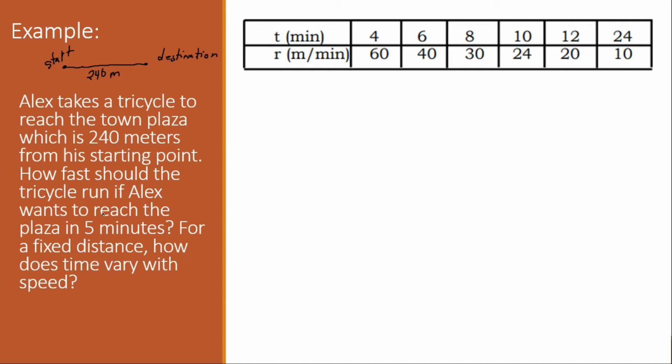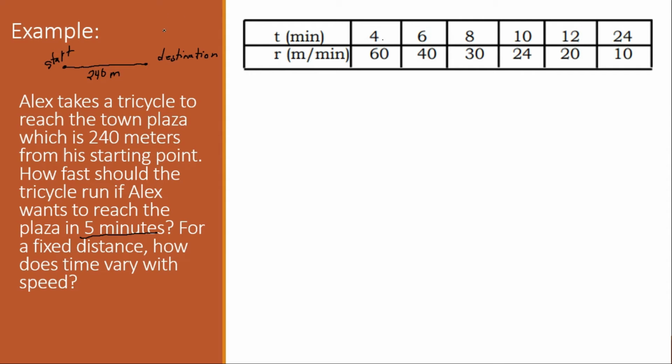So, kailangan nating malaman yung 5 minutes, no? Kasi dito, wala pang 5 minutes. 4 minutes, tapos 6 minutes. So, ano daw yung ibig sabihin ng problem na to? I-analyze natin. So, ang sabi daw kasi, gaano daw kabilis yung sasakyan ni Alex para ma-reach yung destination na 240 meters, yung tatakbuhin ng sasakyan niya para 5 minutes lang yung biyahe niya.